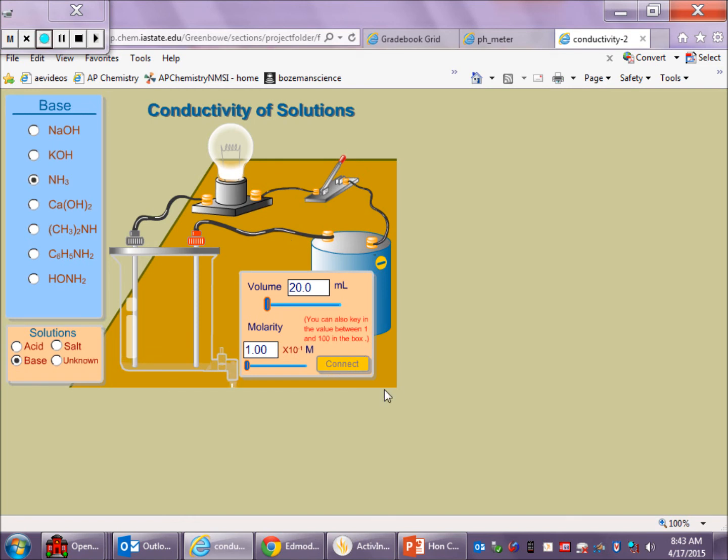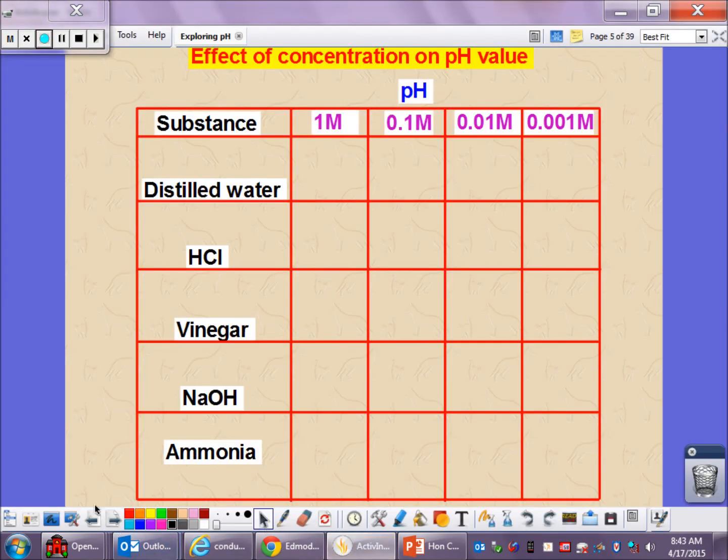NH3 ammonia. Same concentration. This is 10 molar. 100 times 10 to the negative 1. And I connect it. It is not as bright as the sodium hydroxide. Disconnect. Dilute it to 0.1 molar. And connect it. Even lighter. Even lighter. So, based on your observation, make sure you have the table completed.